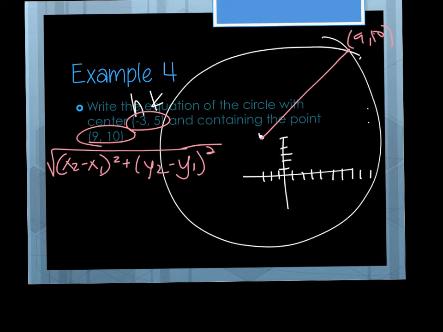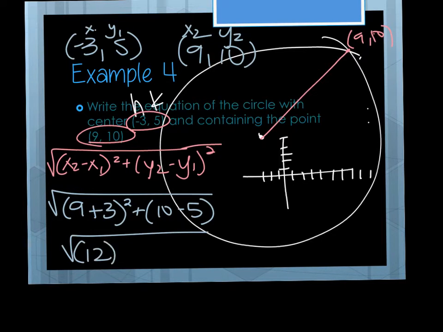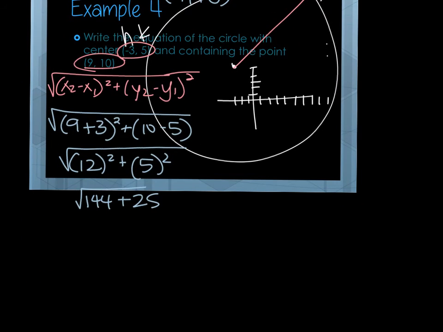So I could say that this negative 3, 5, which is my center, is my x1, y1. And I could say 9, 10 is my x2, y2, and plug it in. So the square root of 9 minus a negative 3 becomes plus 3, squared, plus 10 minus 5, squared. I get the square root of 12 squared plus 5 squared. The square root of 144 plus 25. Square root of 169, which is 13. So this represents the segment that would connect the center to a point on the circle, which is your radius.